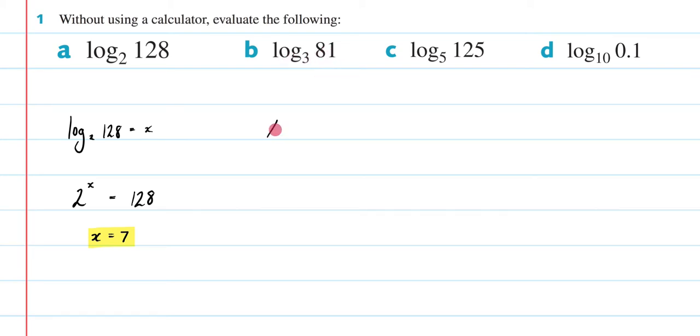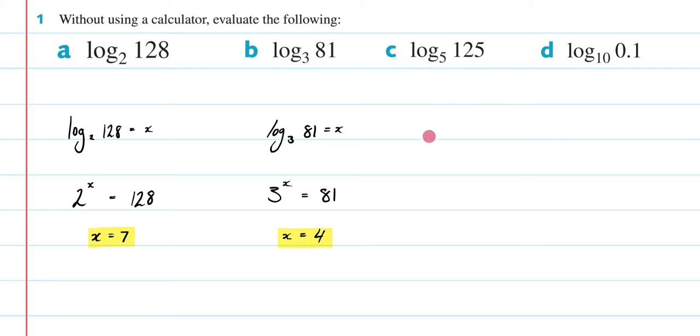So I'm going to write that out again, log base 3 of 81, and I'm going to let that equal x. And again, we know that 3 is going to be my base, x is going to be my power, and 81 is going to be my answer. In order for this to be true, x is going to have to be equal to 4. 3 to the 4 is 81. So I'm going to highlight that. That's my answer. Let's now move on to the next one.